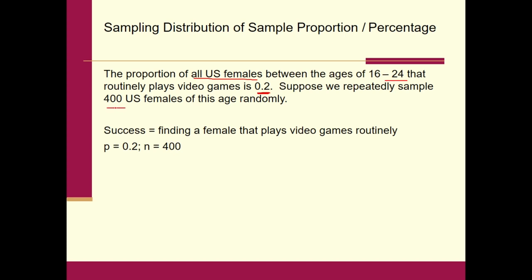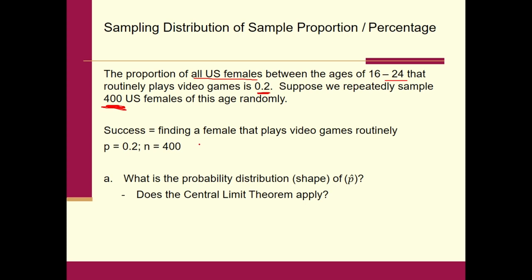What's our sample size? Our sample size looks like it's 400, because suppose we repeatedly sample 400. So what is the probability distribution of p hat? So we have to make sure that the central limit theorem applies. So we have to verify it. We take n, 400, times p of 0.2, that's 80. Is that greater than or equal to 15? Yep, check mark.